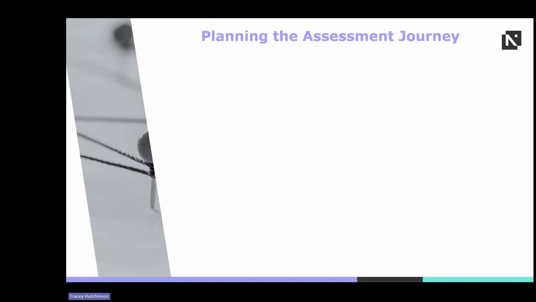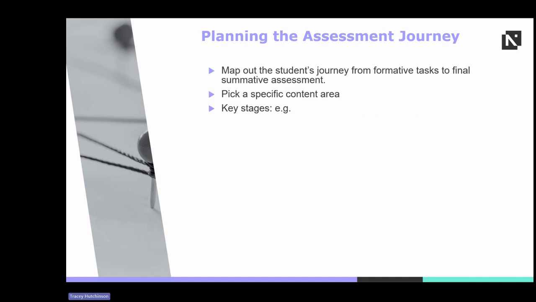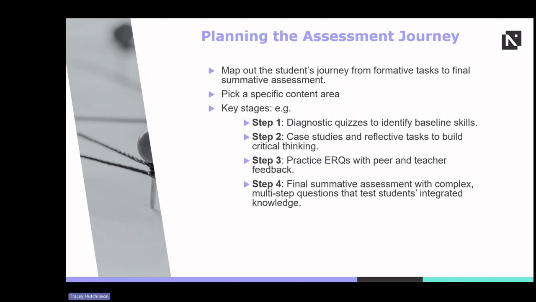So in planning the assessment journey, we map out each student's progress from formative tasks to the final summative assessment. We start by selecting a specific content area and breaking it down into key stages. Step 1 is using diagnostic quizzes to identify baseline skills. Step 2 includes case studies or reflective tasks to build critical thinking. Step 3 involves practice with extended response questions, with feedback from peers and teachers. And finally, in step 4, students tackle summative assessment with complex multi-step questions that test their integrated knowledge.